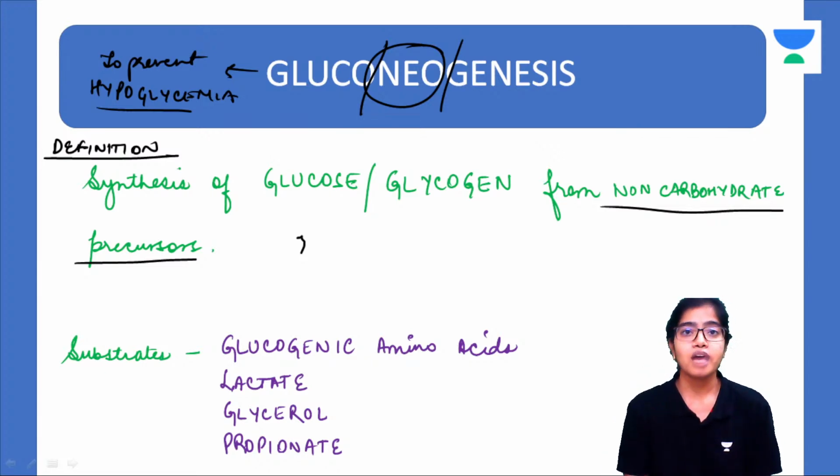The non-carbohydrate precursors. And they form glucose through gluconeogenesis. Got it? Understood? Now, what are the substrates for gluconeogenesis?